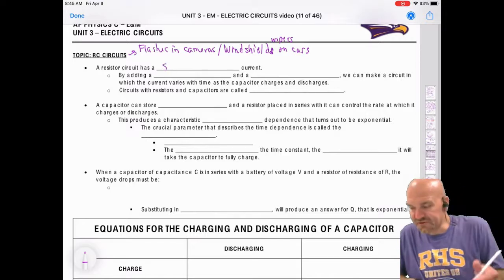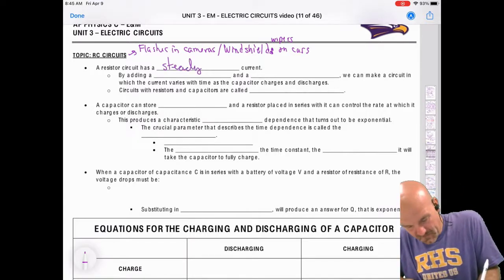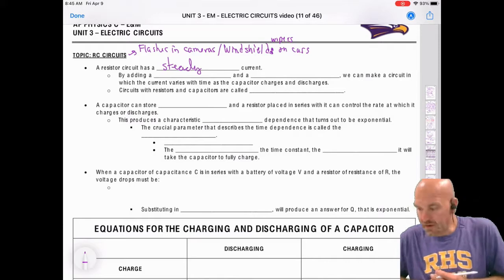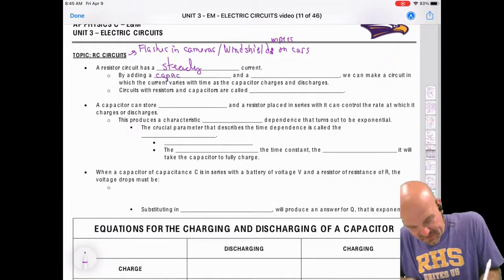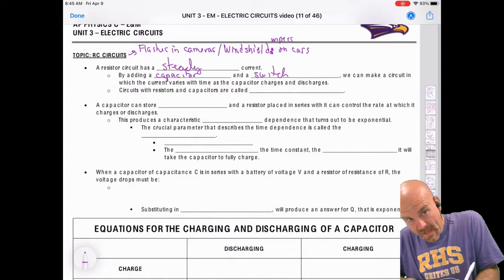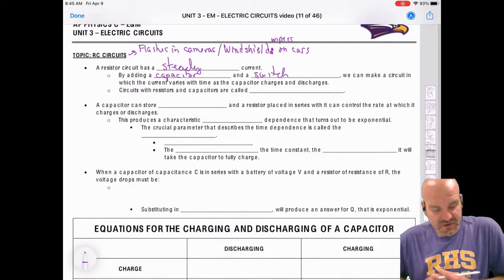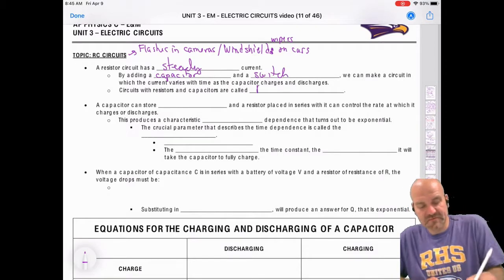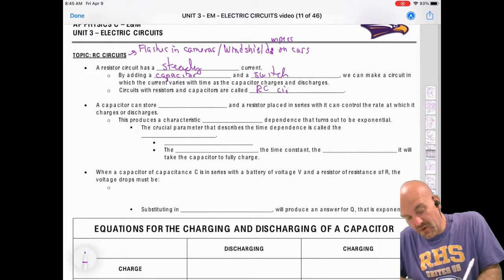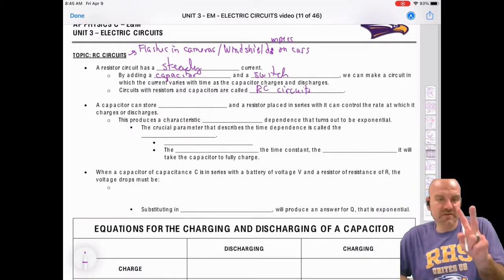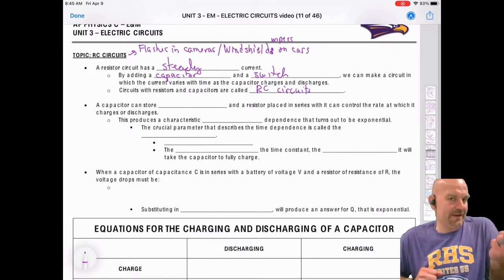So a resistor circuit has a steady current, okay? And by adding a capacitor and a switch, we can make a circuit in which the current varies with time as the capacitor charges and discharges. Circuits with resistors and capacitors are called RC circuits. And we're going to talk about two other circuits later, an LC circuit and an LR circuit. L is an inductor. That's something completely different, okay?